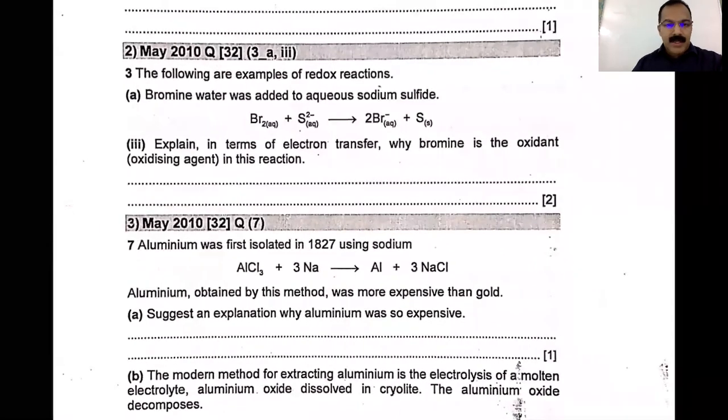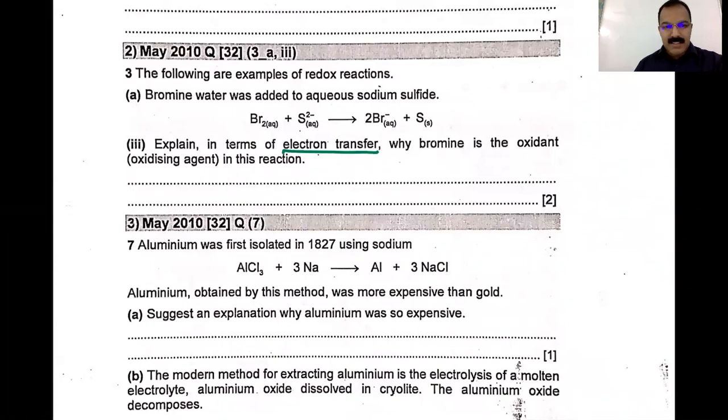The following are examples of redox reactions. Bromine water was added to the aqueous sodium sulfite. Explain in terms of electron transfer. You have to talk in terms of electron transfer. Why bromine is the oxidizing agent or oxidant. I use OA for oxidizing agent or oxidant in this reaction.